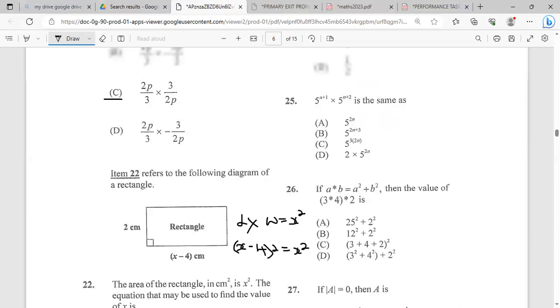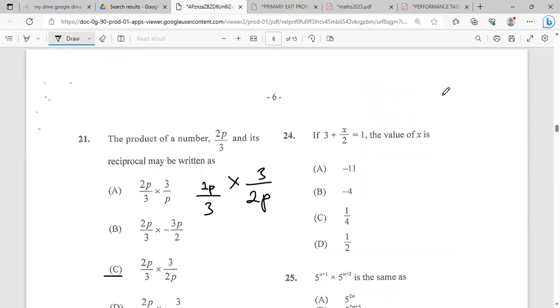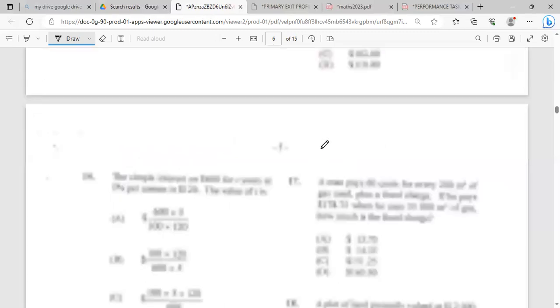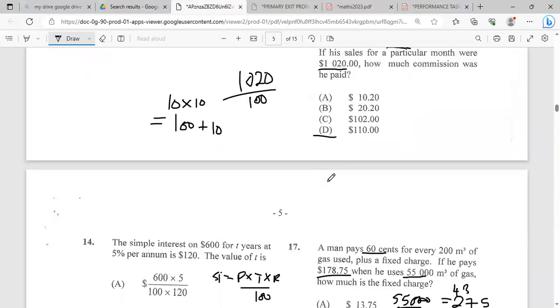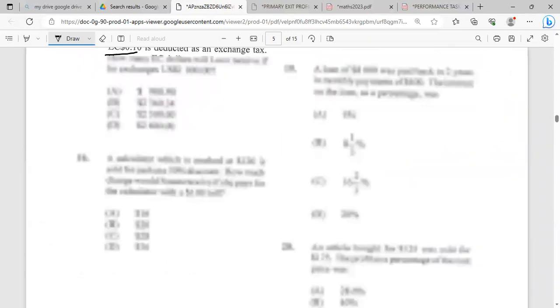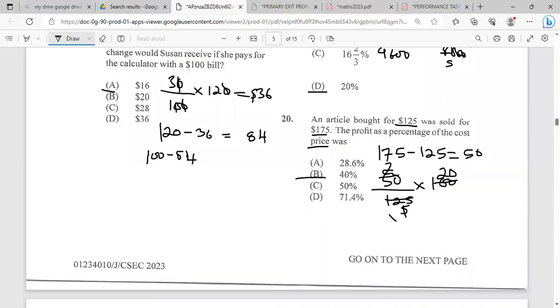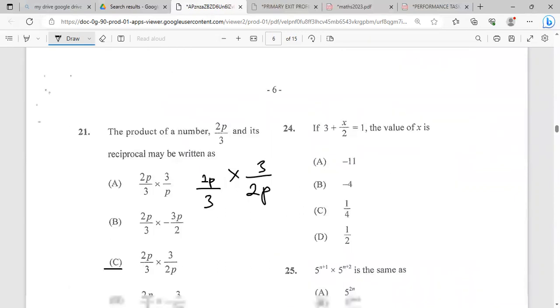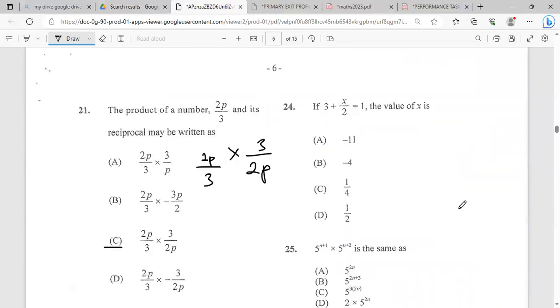All right, so let's look at 24. It says, if you would have seen me do this on my TikTok, this is a very popular one. If 3 plus x over 2, all right, so what we can do is, I normally do the long drawn out board way. So let's do that.